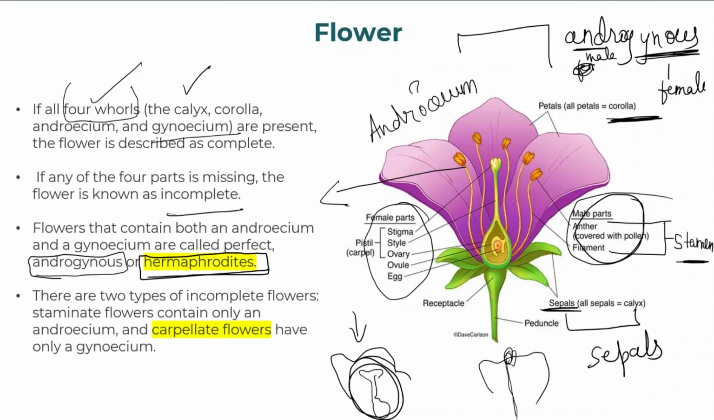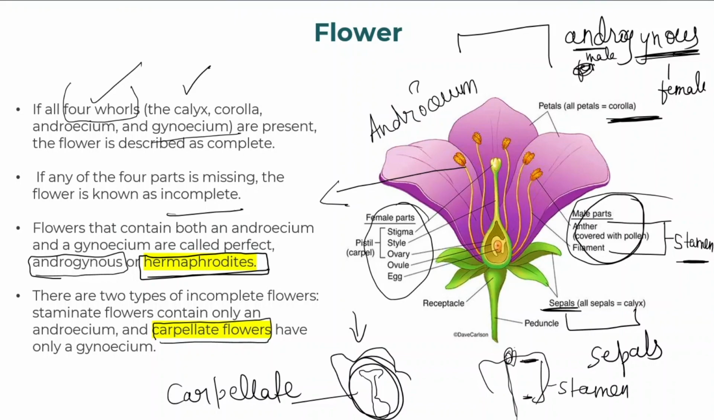So if it has only a gynoecium, it is going to be named as carpellate flowers. And what if it has only androecium, or we could say anther and filament, together called stamens? So this whole male part is known as androecium. So having only androecium, the flower's name is going to be staminate flower. So this is carpellate, this is staminate flower.